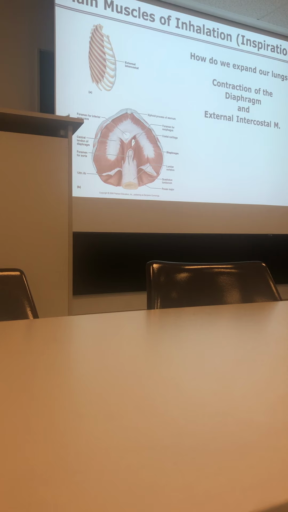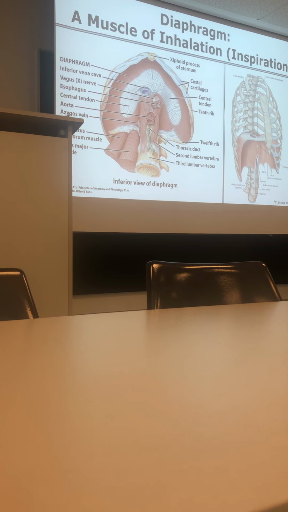Our external intercostals are also responsible for inspiration, and they're located out here. They run like this. They don't actually come all the way into the sternum. They end on the lateral aspect of our ribs, right in here. They contract to elevate the ribs and open up that space in the thoracic cavity. Do you have a question?